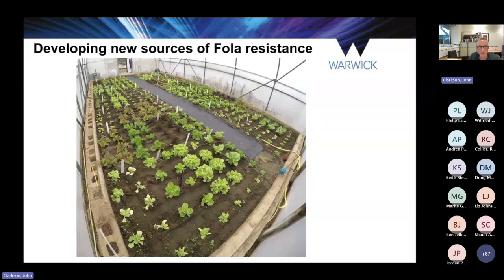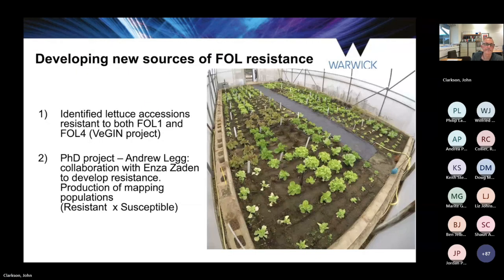But our focus when we started this work was in developing new sources of resistance to race 4, because that was the newly emerged race in the UK and Europe. And we had some good resource to do that. For instance, this is a picture of an infected polytunnel, and you can see some nice exemplars there of some resistant accessions and some diseased accessions as well.